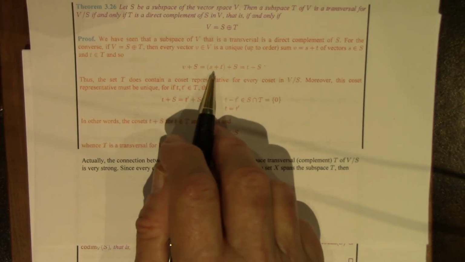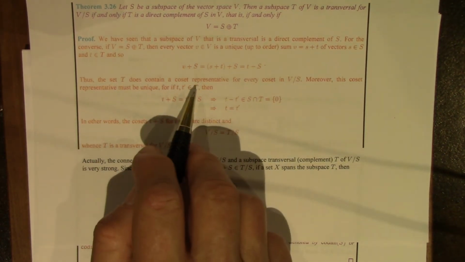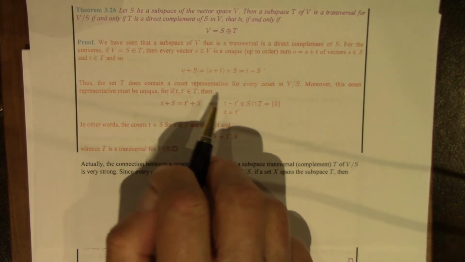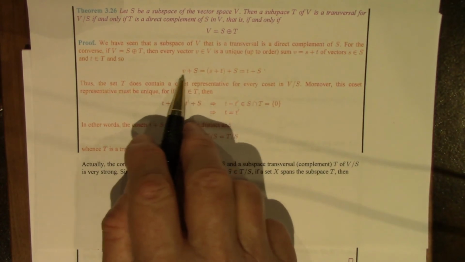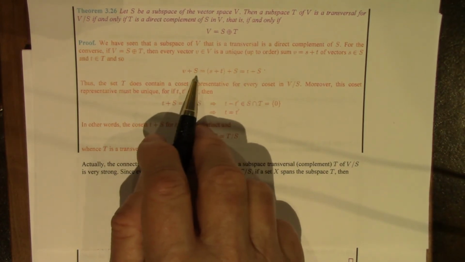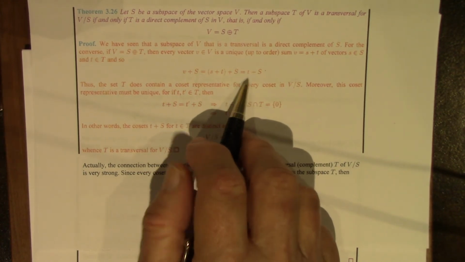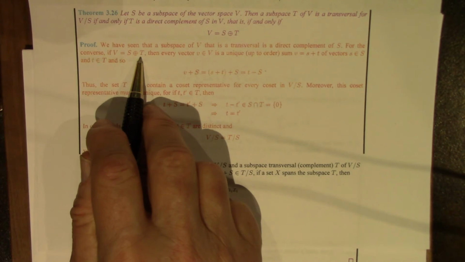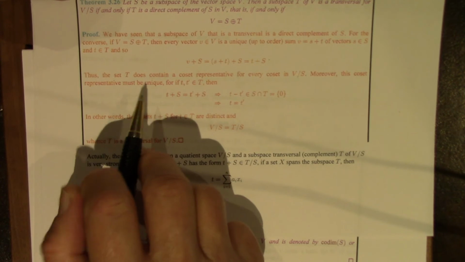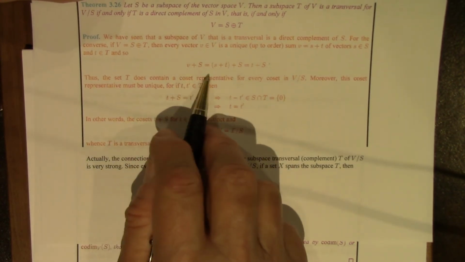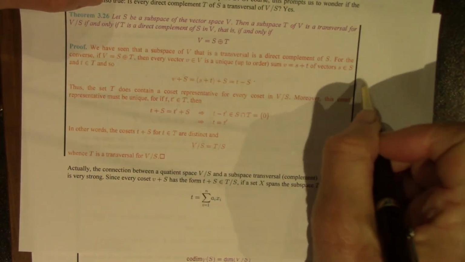So the set capital T does contain a coset representative for every coset. This is an arbitrary coset of V mod S. It can be written this way, where little t comes from the complement, capital T. So T mod S, I guess I should have written that, T mod S is the same as V mod S.